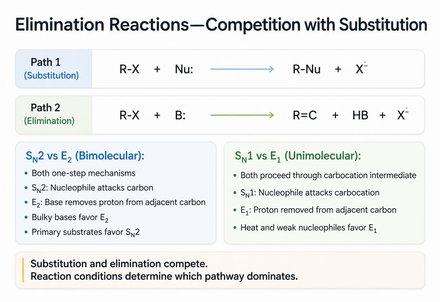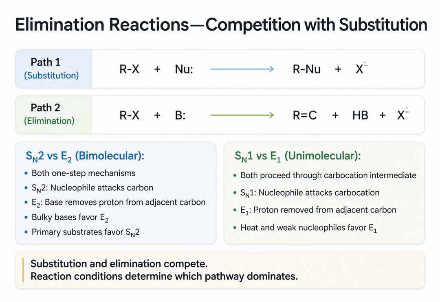Whenever we have a nucleophile or base attacking an alkyl halide, we must consider elimination as a competing pathway. In SN2 conditions, a strong nucleophile can also act as a base and remove a proton, leading to an alkene. This is called E2. Bulky nucleophiles like tert butoxide strongly favor elimination. In SN1 conditions, the carbocation intermediate can lose a proton to form an alkene through E1. Heat and weak nucleophiles push the reaction toward elimination, so we have to think strategically.